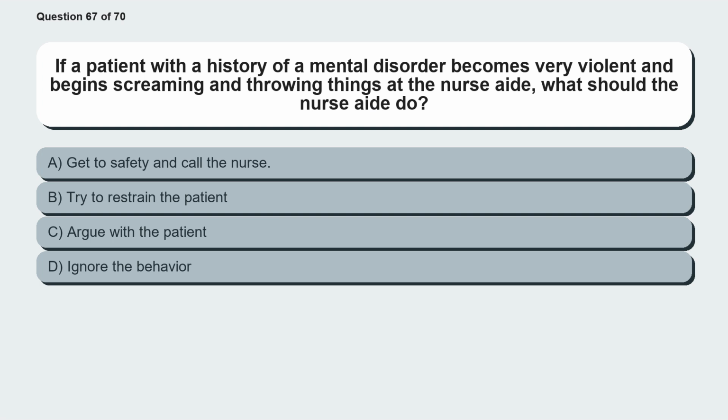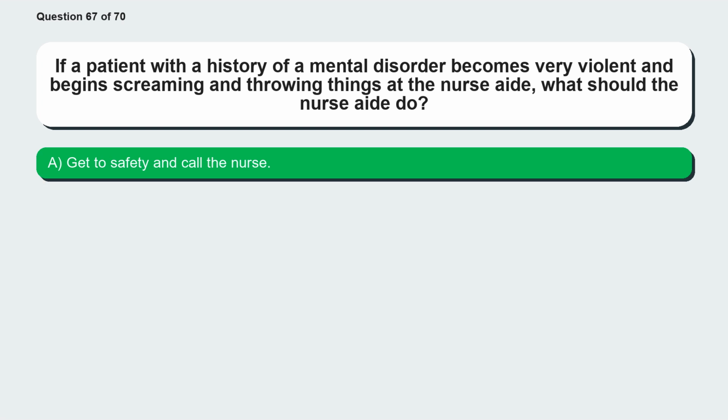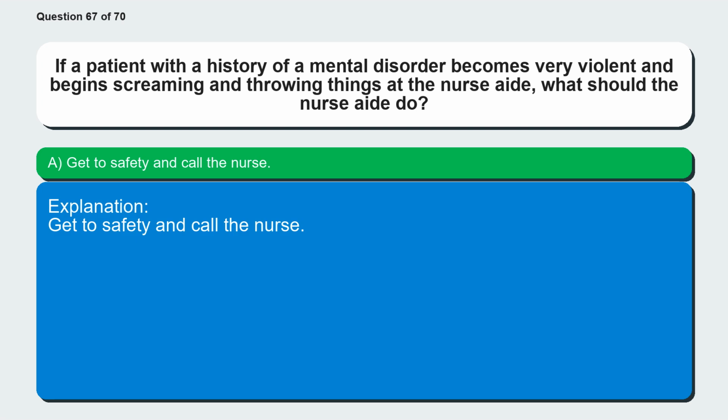Question 67. If a patient with a history of a mental disorder becomes very violent and begins screaming and throwing things at the nurse aide, what should the nurse aide do? Option A, get to safety and call the nurse. Option B, try to restrain the patient. Option C, argue with the patient. Option D, ignore the behavior. The correct answer is option A, get to safety and call the nurse.